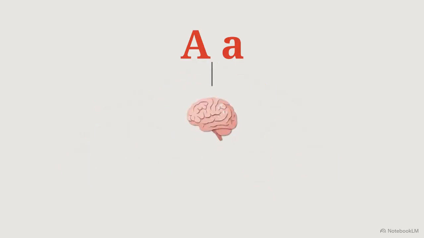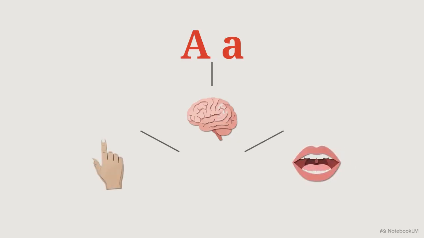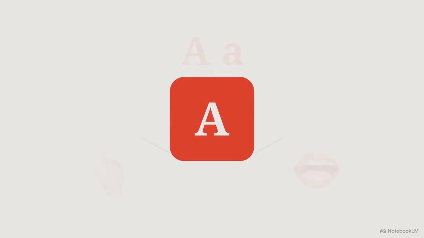By learning to recognize the visual shapes, trace the physical mechanics, and pronounce the different sounds, you have mastered the first unit of the alphabet. This is the foundational building block for your journey into reading.